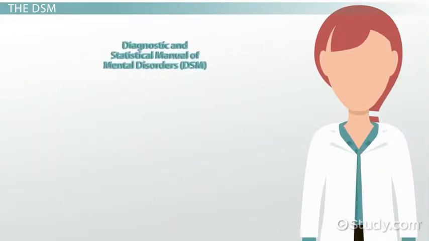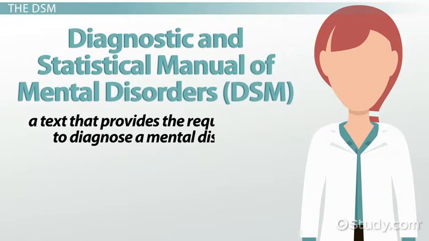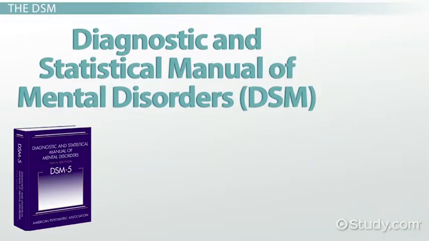The Diagnostic and Statistical Manual of Mental Disorders, or DSM for short, is a text that provides the requirements to diagnose a mental disorder, along with statistics and suggested course of treatment for different psychological disorders. The DSM has gone through many revisions, and the most current version is the DSM-5.